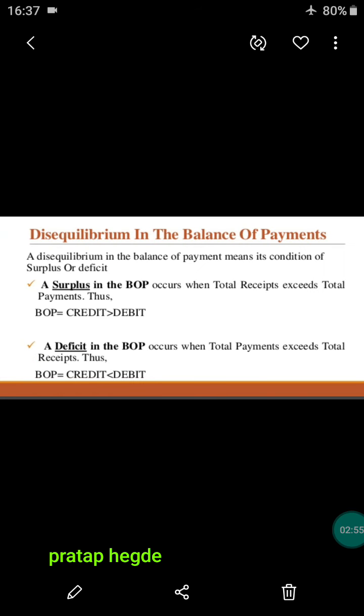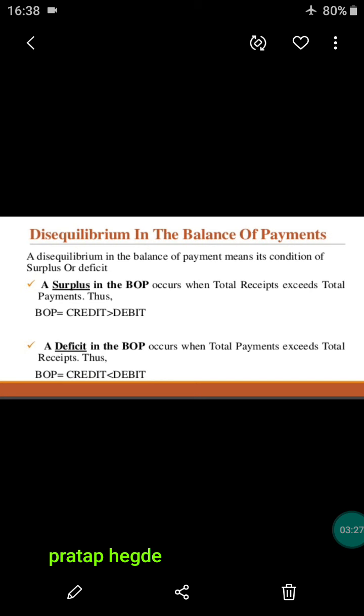Now we will study about the different types of balance of payments. There are three types of balance of payment, just like balance of trade. They are surplus balance of payment, deficit balance of payment, and balanced balance of payment. Now any balance of payment that is surplus or deficit is considered as a disequilibrium in the balance of payment.